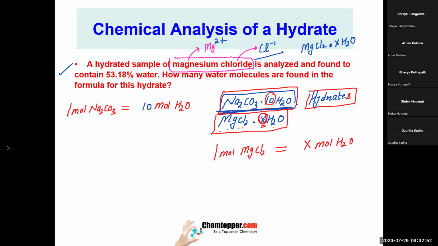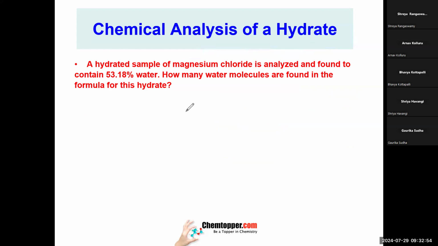So children, are you clear about the formula of magnesium chloride and the meaning of the hydrate? So I'm going to write down a hydrated sample of magnesium chloride. I'm writing the formula MgCl2.xH2O. They are saying it contains 53.18% of water. How many water molecules, means this X value? They're asking us to work out the X value.